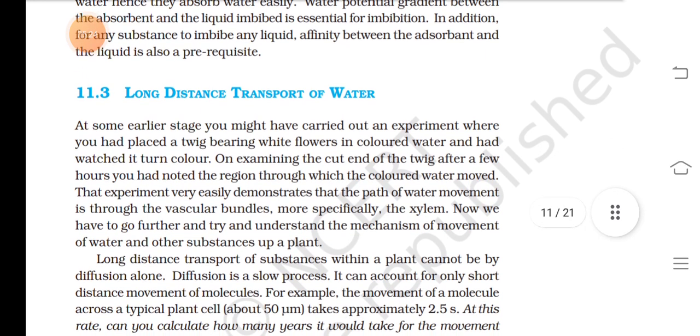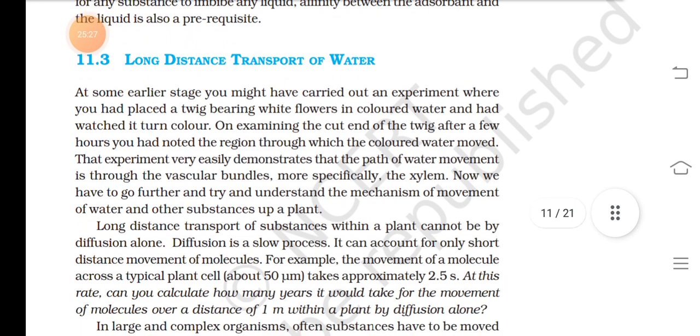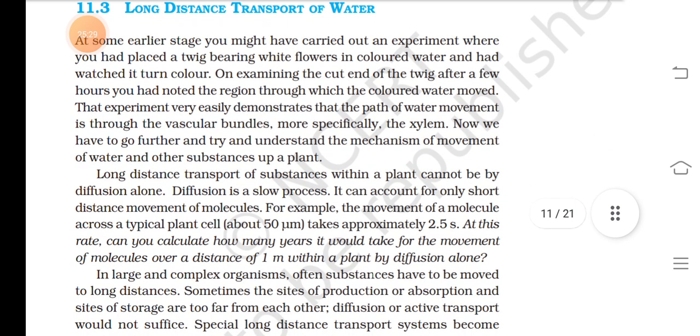11.3 Long distance transport of water. At some earlier stage, you might have carried out an experiment where you had placed a twig bearing white flowers in colored water and had watched it turn color.